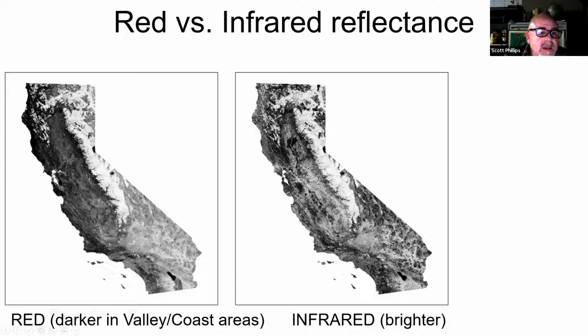So here in the valley and along the coast range, where you have a lot of vegetation, that vegetation will absorb the red light, and that's why it's darker here. But at the same time, note that these same areas are much brighter in the near infrared. Things like snow, though, are bright in both the red and the near infrared. So specifically, vegetation is different in the infrared than the red.